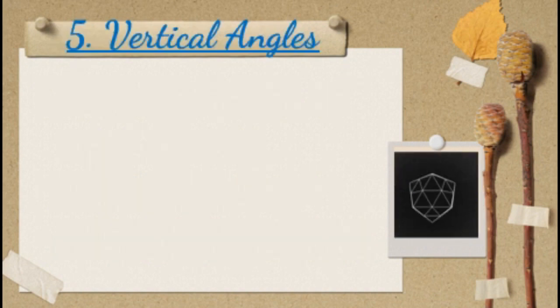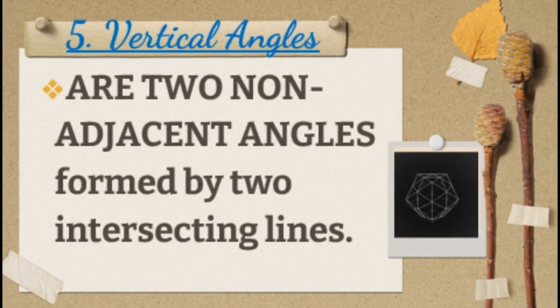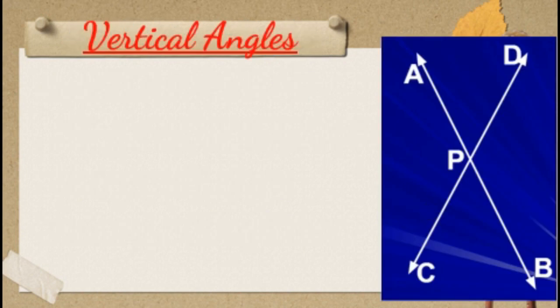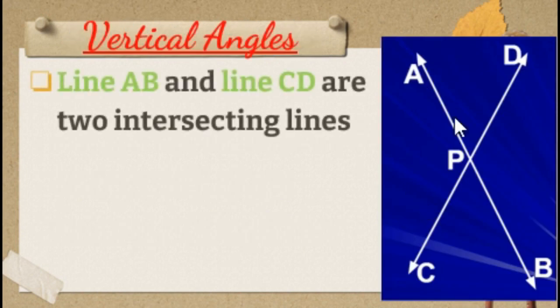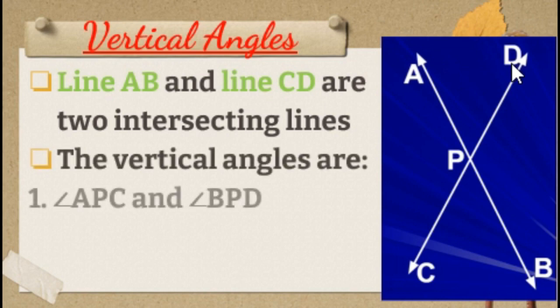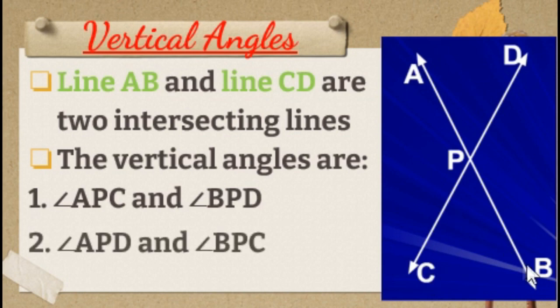Next, vertical angles. Vertical angles are two non-adjacent angles formed by two intersecting lines. To further understand, look at the figure. Line AB and line CD are two intersecting lines. The vertical angles are angle ABC and angle BPD, and angle APD and angle BPC. Alright?